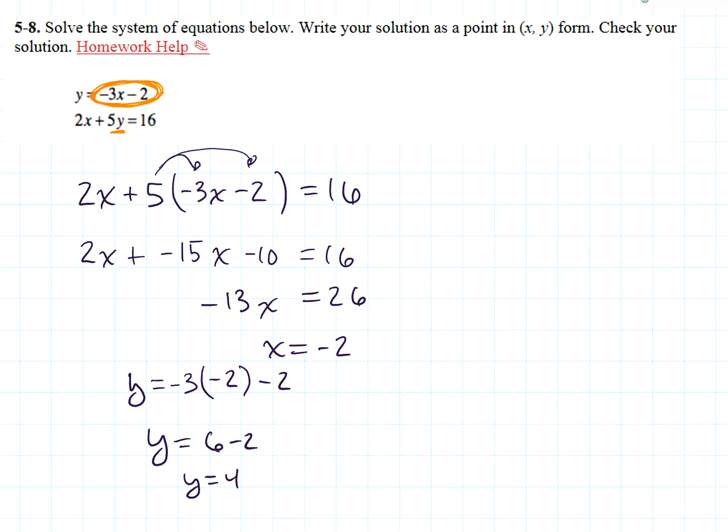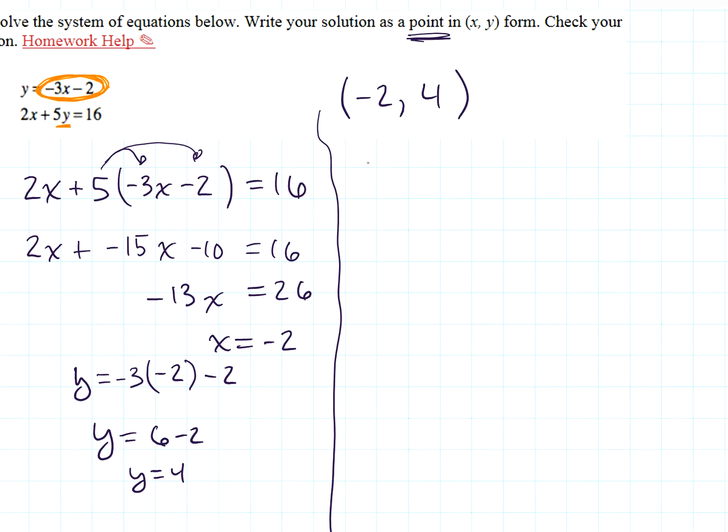So what I found here, it says write your solution as a point. Right? I know x is -2, and I know that y is 4. So this is the point that represents my solution. The final thing that I'm going to do for this problem is it asks us to check the solution, right? So pretty specific. When I ask you to check a solution, this is what I'm looking for. I want you to demonstrate to me that this point makes both of these equations true.